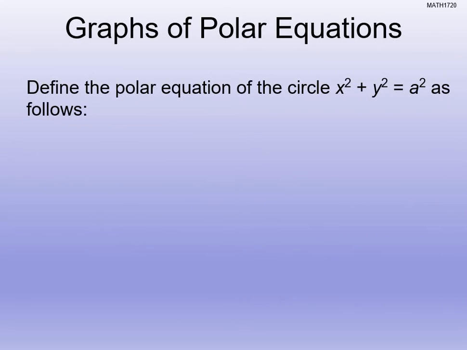Okay. All right, so we're going to define the polar equation of a circle, and that's what it comes from, right? You should remember that it should be x squared plus y squared equals the radius squared. Okay, but in this case we're going to use a squared so we don't get confused with the radius and the magnitude and that sort of thing.